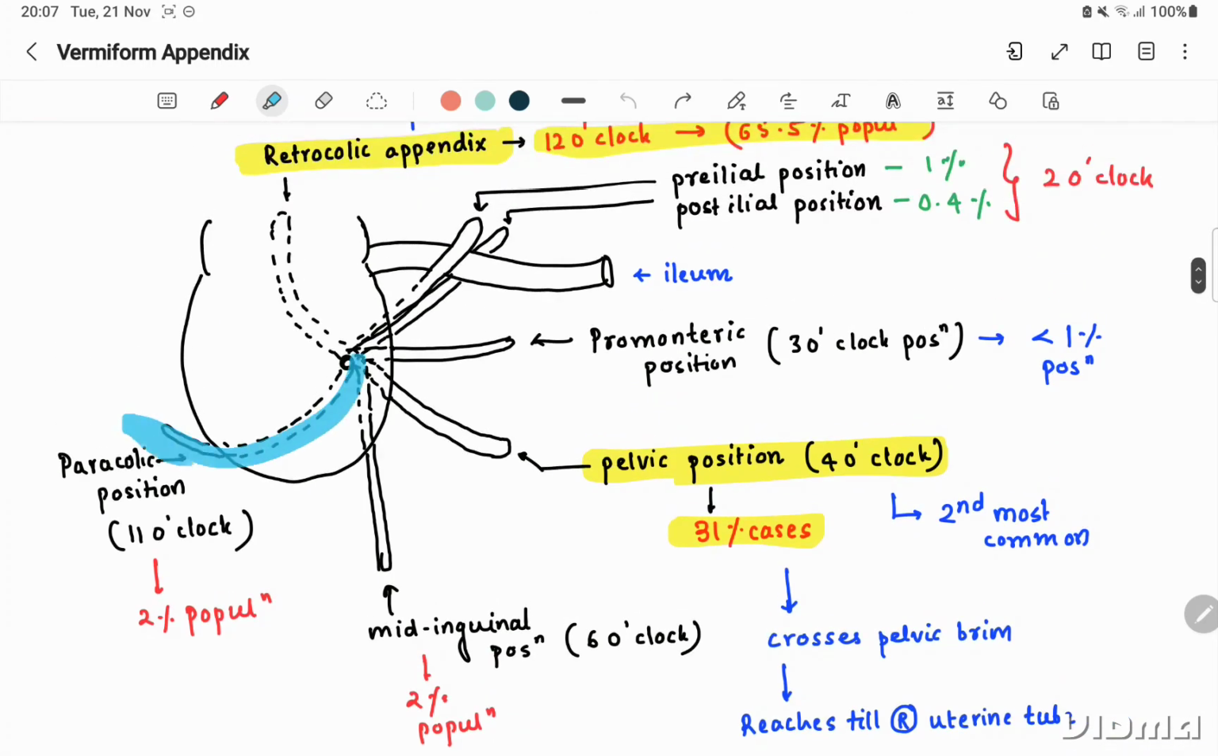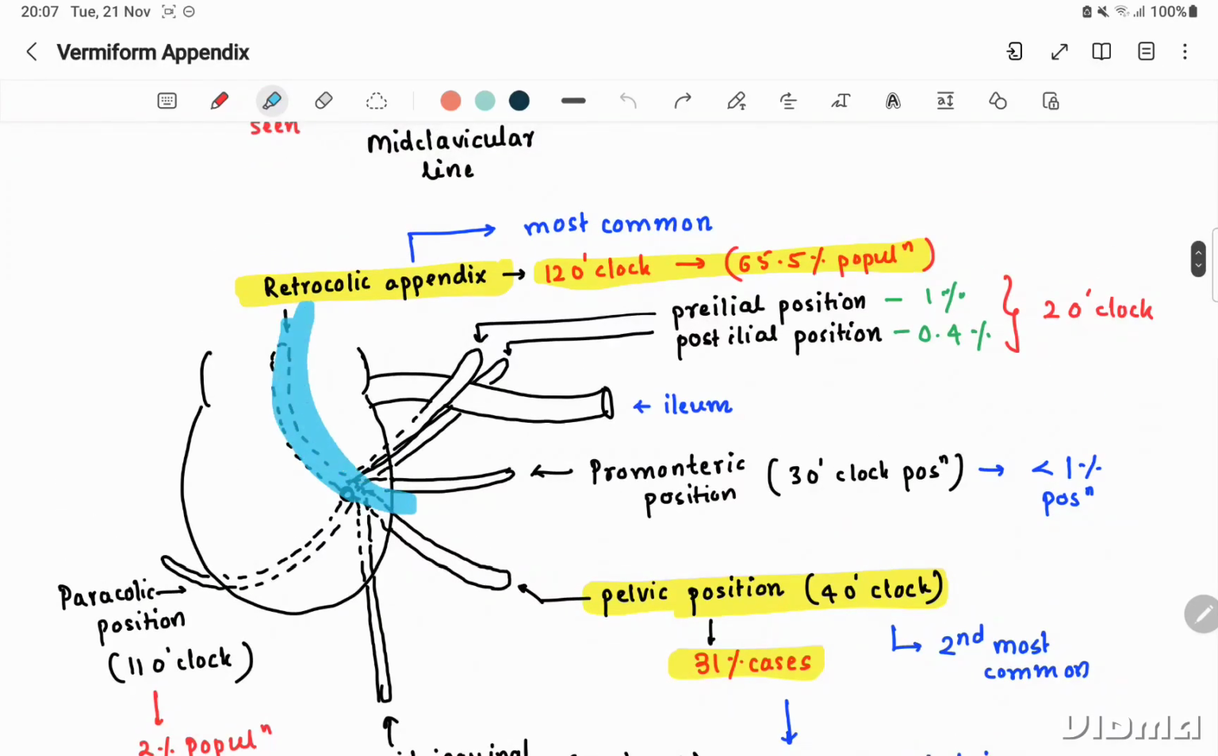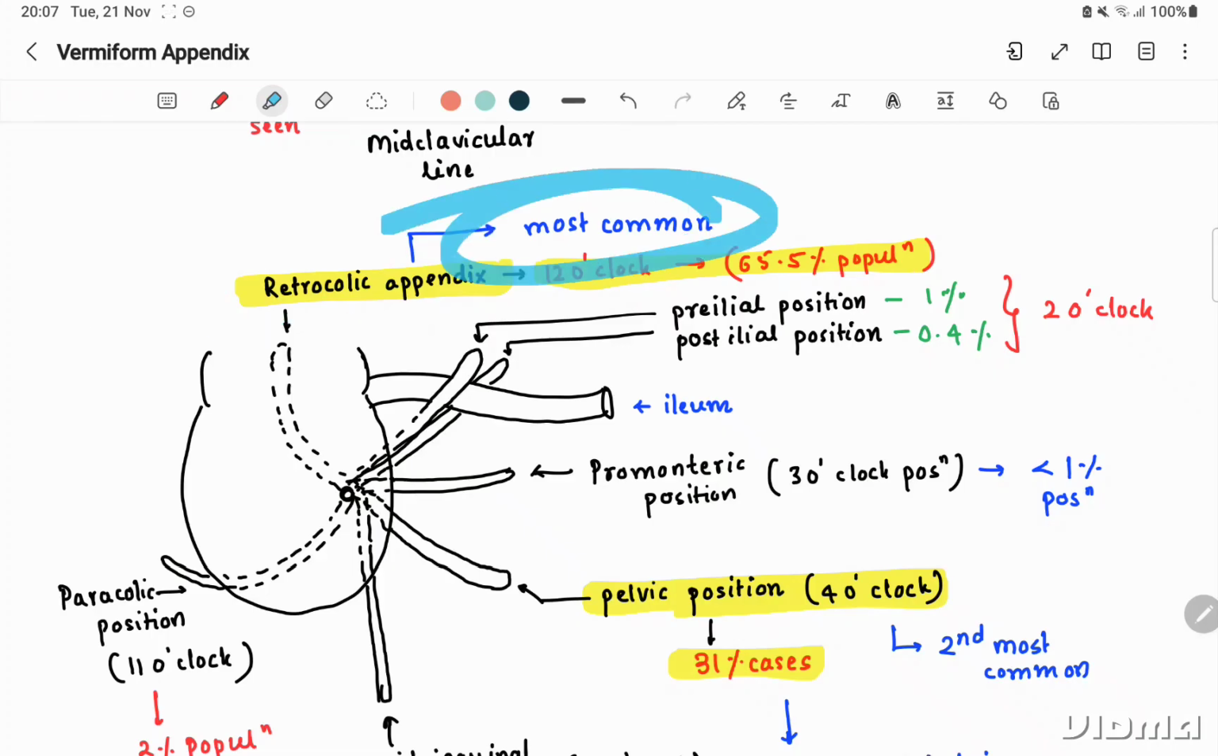Then we have the paracolic position, that is the 11 o'clock position, present in 2% of the population. And then we have the retrocolic position, and this is the most common. Retrocolic appendix, the most common position, the 12 o'clock position, in 65.5% of your population.